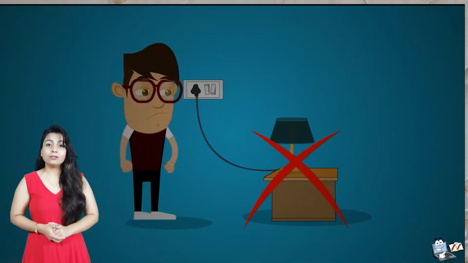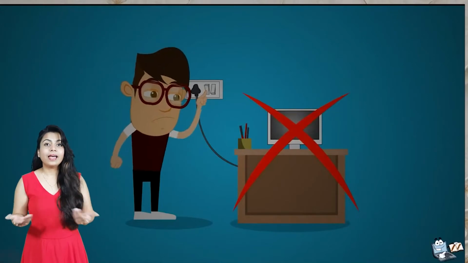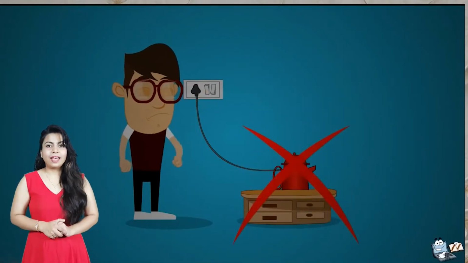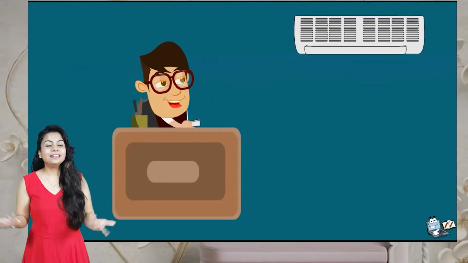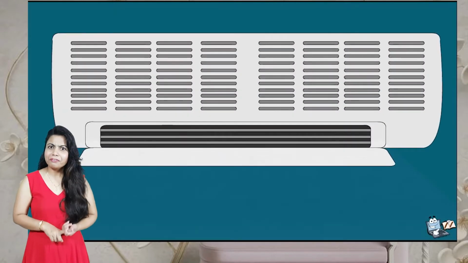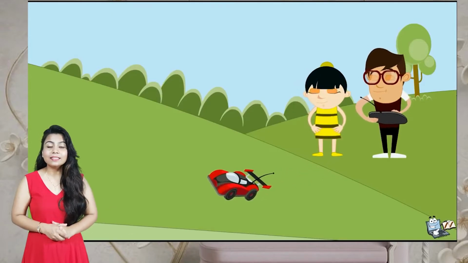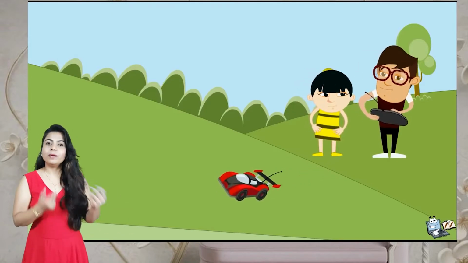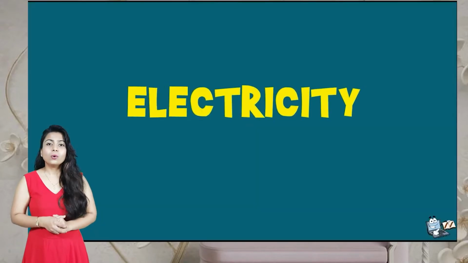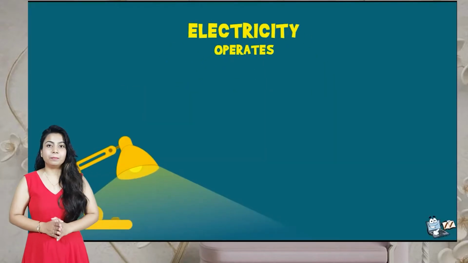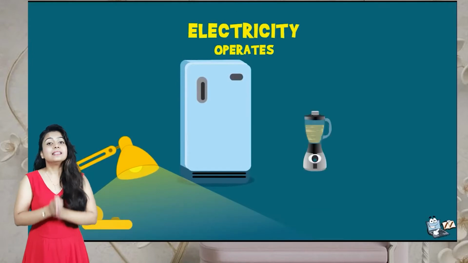You won't be able to switch on a light, lamp, computer, or even a single kettle. Nowadays it is hot summer days and we need AC, cooler, fans. If there is no electricity, then how will you run these? And when you play with a remote control car, then also you need electricity. So there are ample examples where we need electricity.